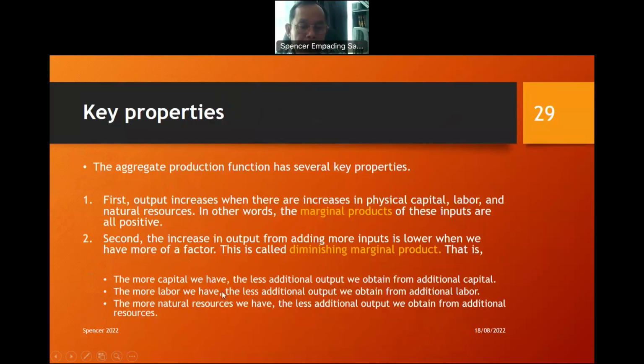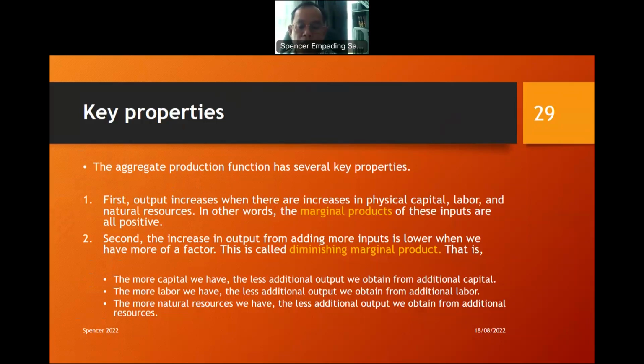Okay, so some of the key properties of this aggregate production function are, number one, first of all, the output increases when there are increases in physical capital, increases in labor, and also natural resources. In other words, the marginal products of these inputs, the NPK from earlier, are all positive. That's one. Secondly, the increase in output from adding more inputs is lower when we have more of a factor.